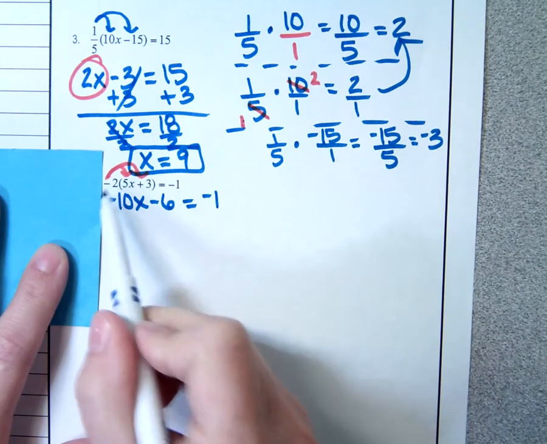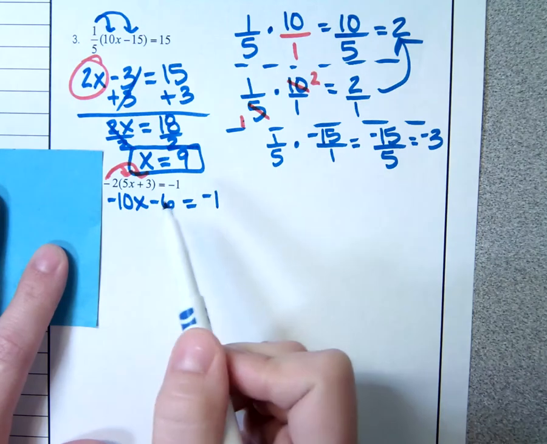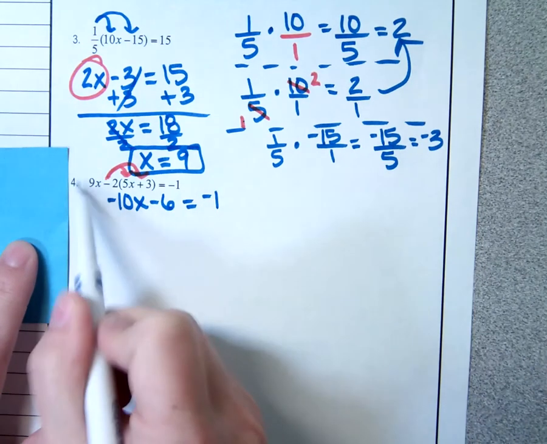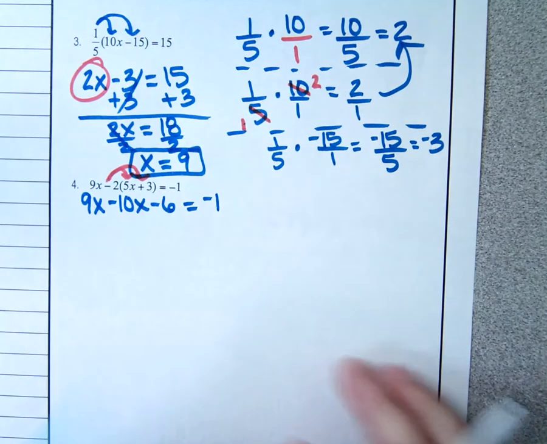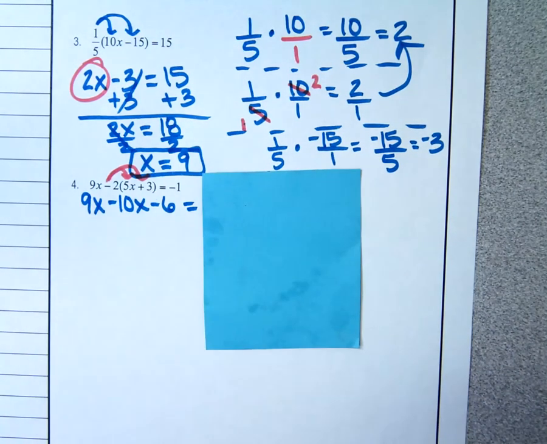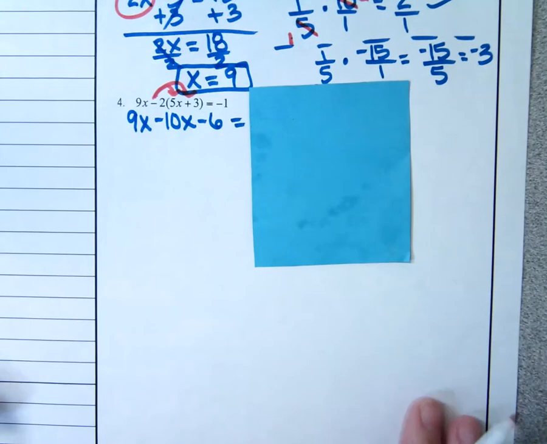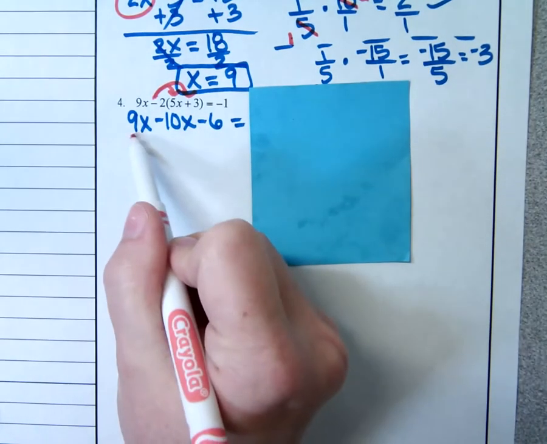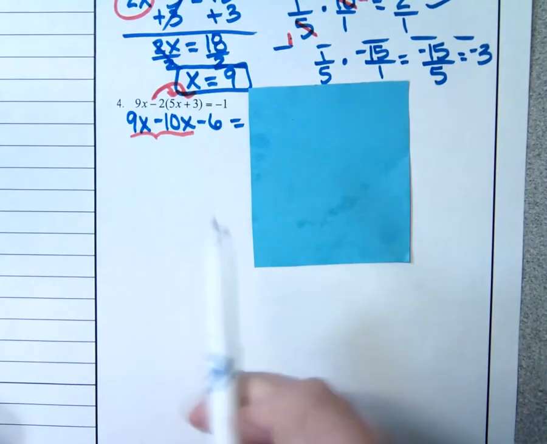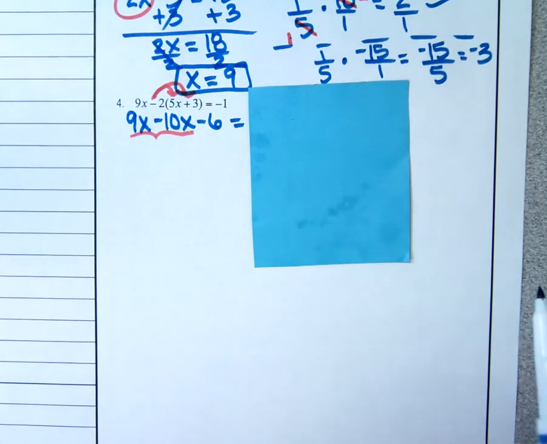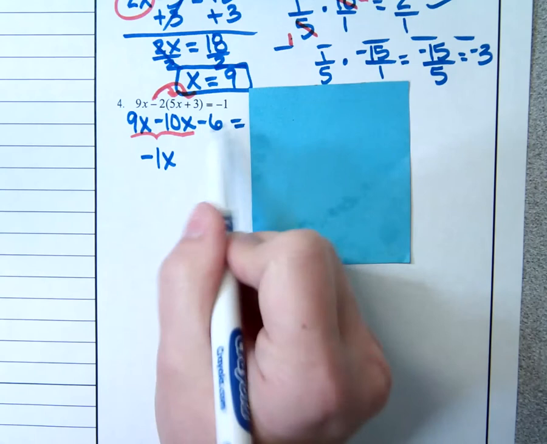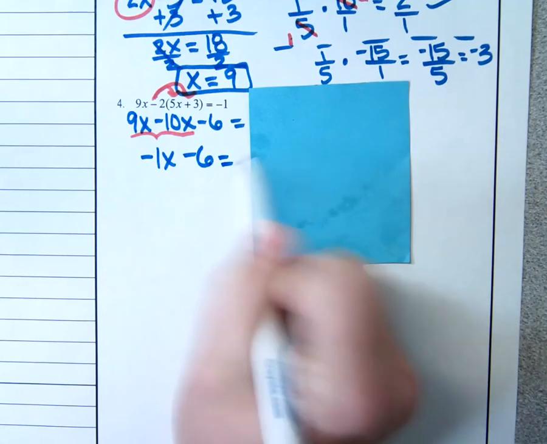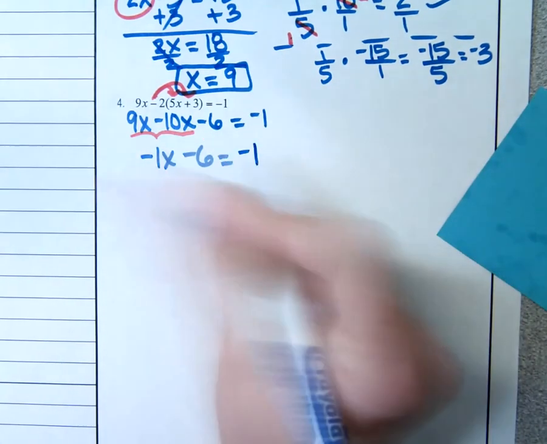Remember, there's no more parentheses because once you've distributed, they go away. Now, don't forget about this little 9x that was in the front. Just drop him. Okay, looking on the left side of my equals, do you see any like terms? Yes. The 9x and the minus 10x. So let's combine those. How much is 9x minus 10x? A negative x or a negative 1x? I'm going to drop my minus 6, my equals, and my negative 1.